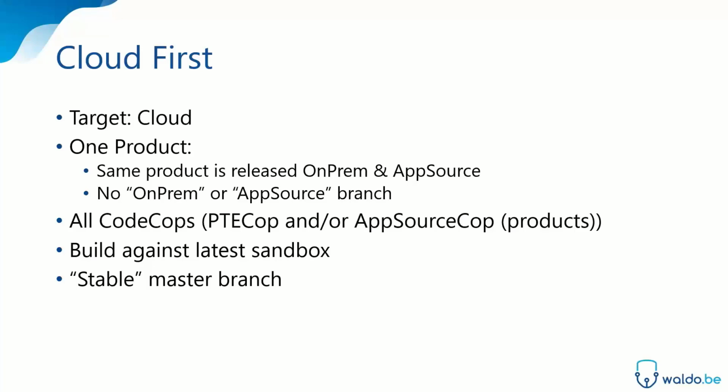On top of that, we want to have one product. So whatever we deploy on-prem, we deploy in AppSource, or vice versa. Whatever is in AppSource is used on-prem as well. There is not a single line of code, no compiler directive, that is going to distinguish between AppSource and on-prem. Everything is completely 100% the same, whatever is in AppSource and on-prem, and that obviously also builds up some limitations.